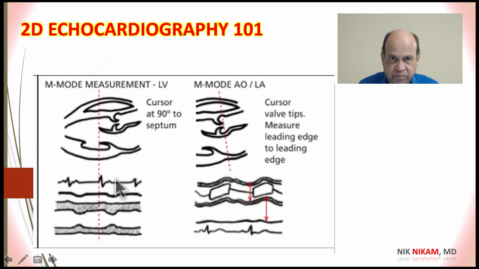This is the same diagram which is expanded here, and again, as I said, we can measure the aortic root from the top of this line to the top of the posterior wall. Similarly, from the top of the posterior wall to the top of the left atrial echoes. This is the left atrial size, this is the aortic root size, and this will be the aortic valve opening.